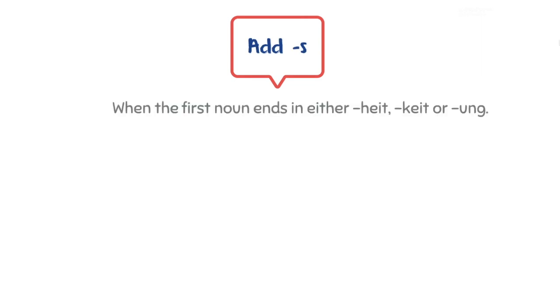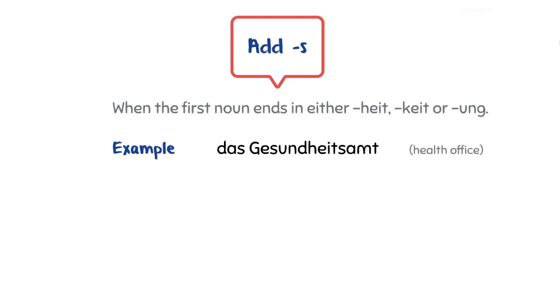And next, you add an S when the first noun ends in either heit, keit, or ung. For example, das Gesundheitsamt, which can be translated as the health office. Here we have the S. Here we have the vocabulary die Gesundheit, which can be translated as health, plus das Amt. Therefore, you have to add an S, das Gesundheitsamt.